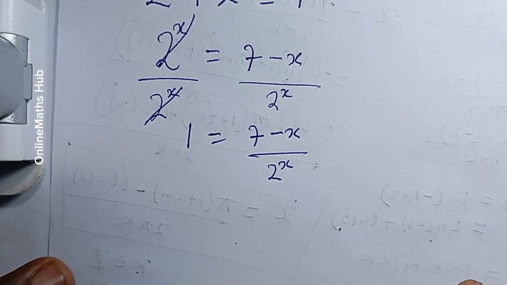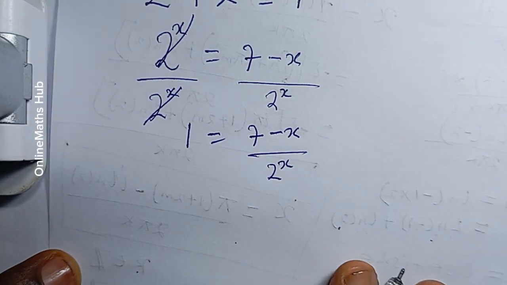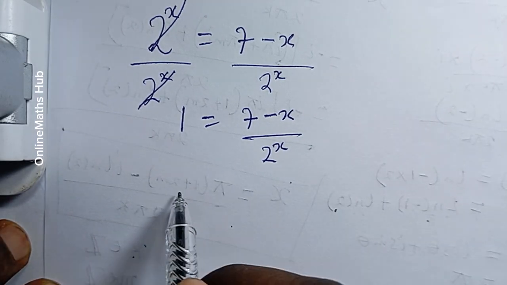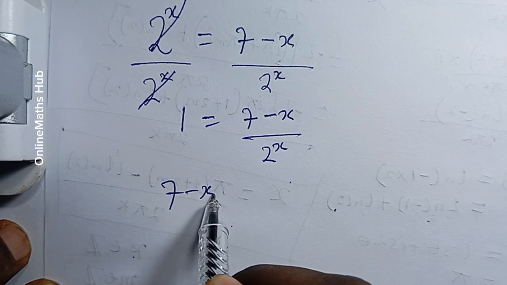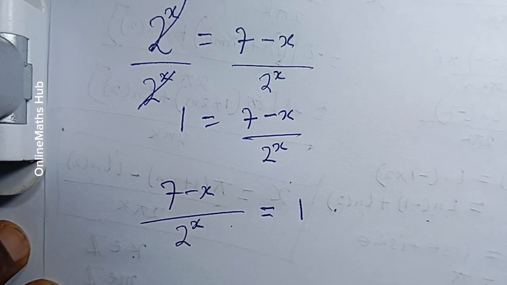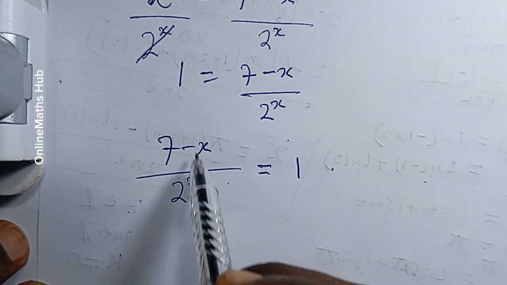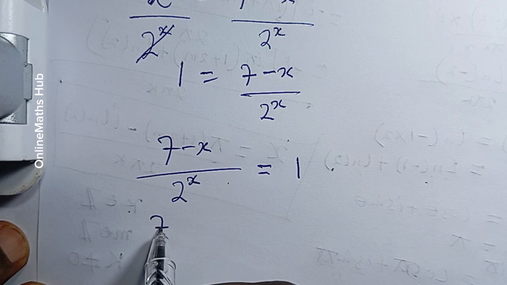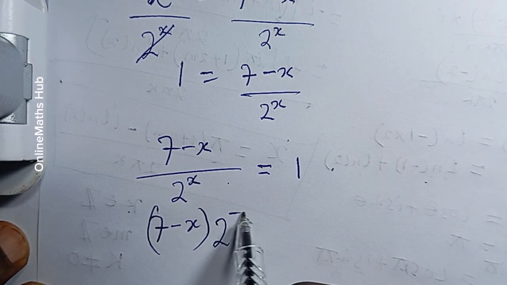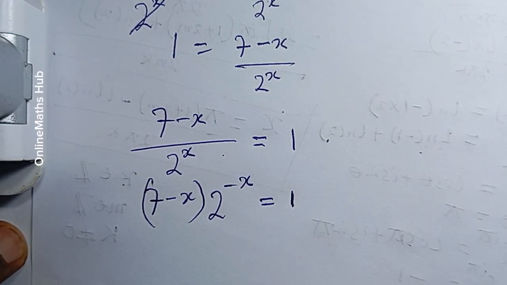Okay, so for the sake of convenience, I am going to write this one first and then move this one to the left hand side. So I'm going to have 7 minus x divided by 2 power x is equal to 1. Okay, so the next thing I want to do is to write this as 7 minus x, all multiplied by 2 power negative x. Okay, and of course it's all equal to 1.